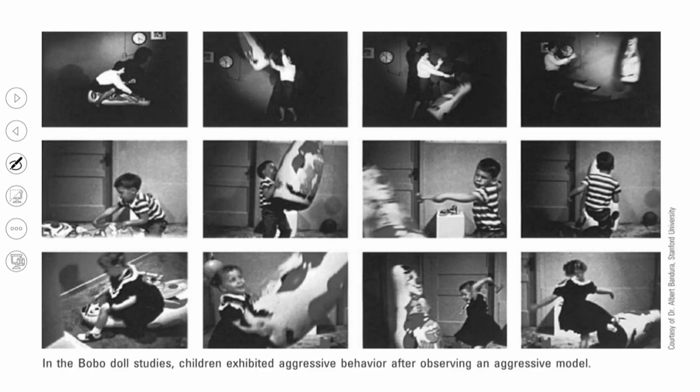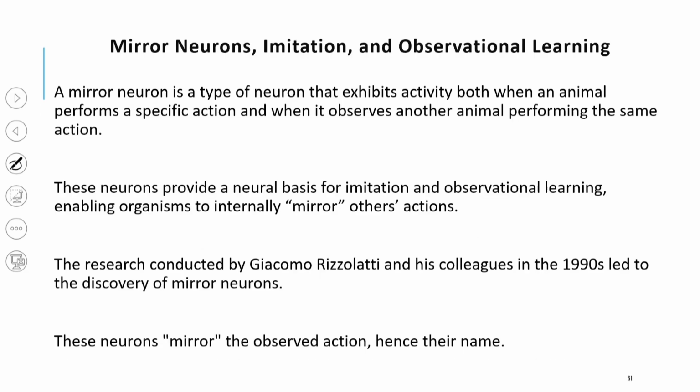These were some of the actual images from the experiment: this was the adult model who was behaving aggressively with the doll, and when later the children were given the same doll, this is how they behaved similarly to what they had witnessed with the adult model. These were the original experimental pictures. So, this is about how we learn by observing others.